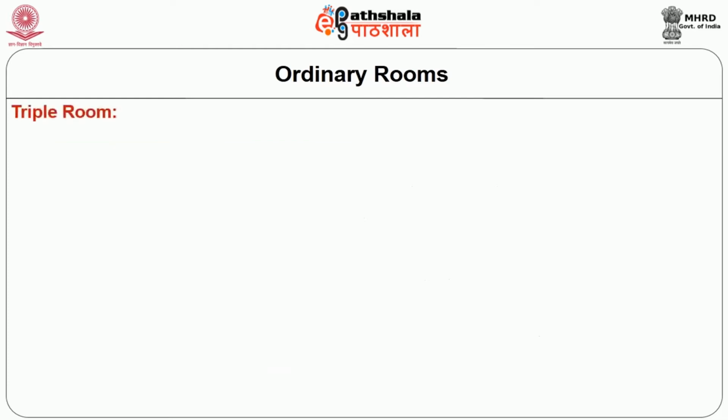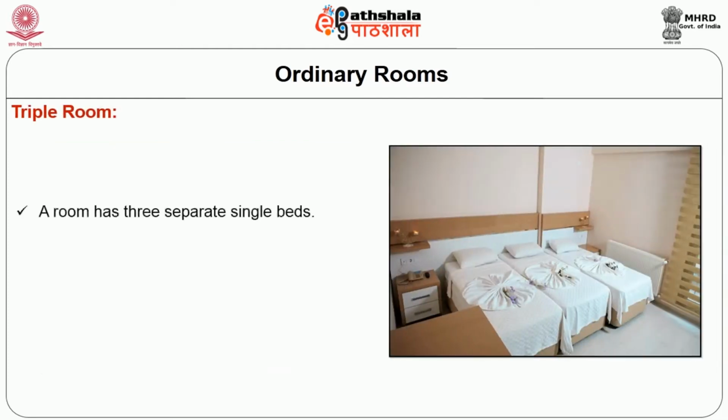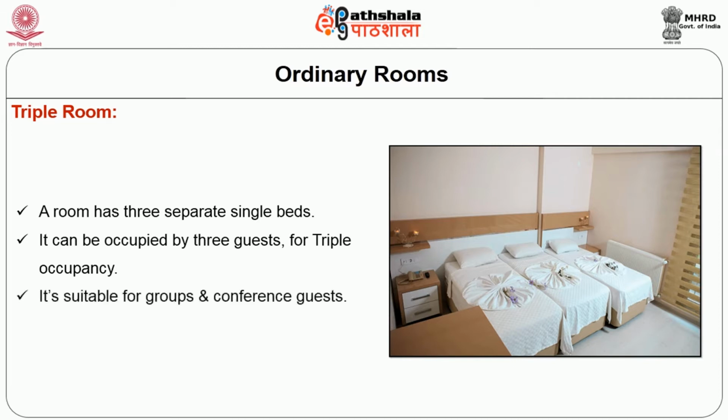The next type of room is the triple room. Here the room has 3 separate single beds. It can be occupied by 3 guests and it is usually triple occupancy. It is usually given for group guests, group bookings and conference guests.